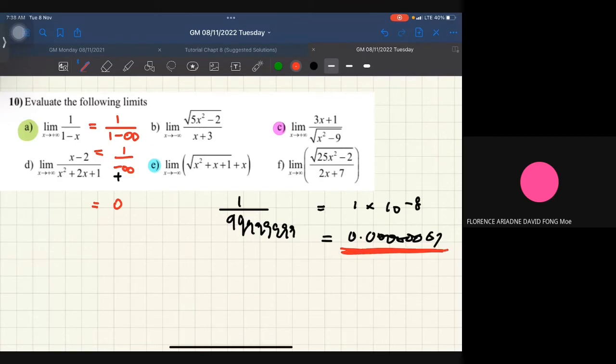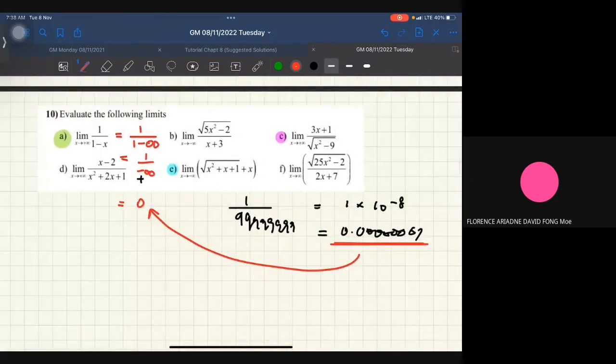Dia sangat-sangat hampir dengan kosong. Dia memang tak sama dengan kosong, but it is close to 0. So that is what limit is. Kita nak tengok nombor tu menghampiri nilai apa. So that's why lah dapat jawapan 0 kat sini. Okay, boleh faham ke this explanation?